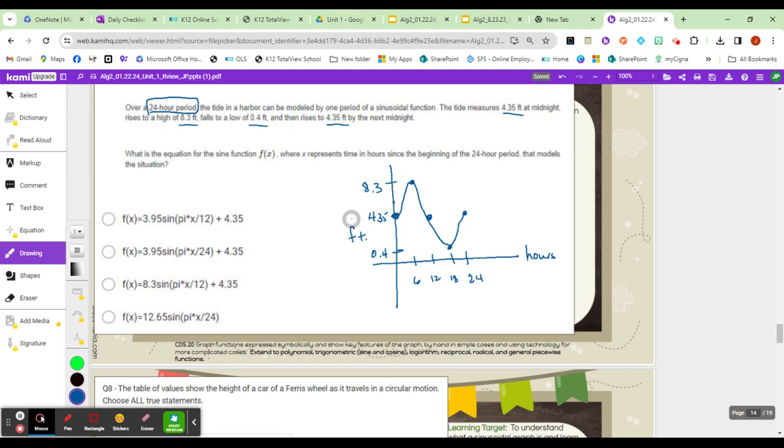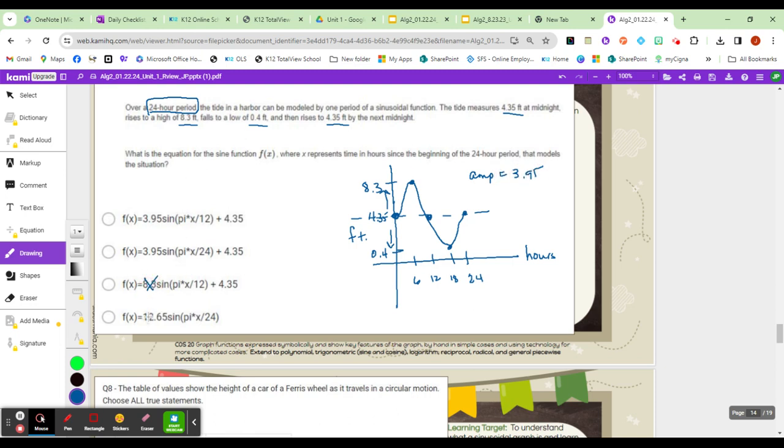So if we think about the midline being here, the distance we go up to the max and down to the mins is, we can do 8.3 minus 4.35. That's going to be important. That's going to be our A value. So 8.3 minus 4.35, it's going to be 3.95. So our amplitude is 3.95.